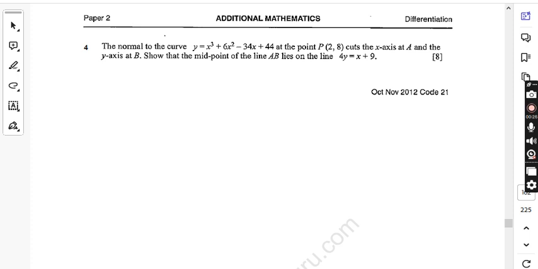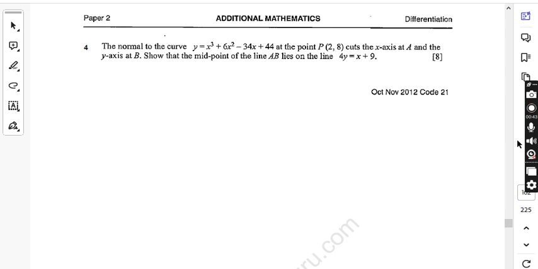Students, in the last lecture we did 3 questions of past papers from the topic differentiation. Today we will do 2 more questions from past papers. So let's have a look.